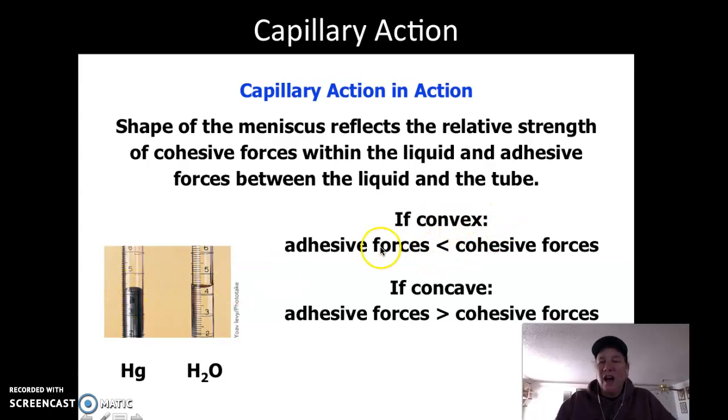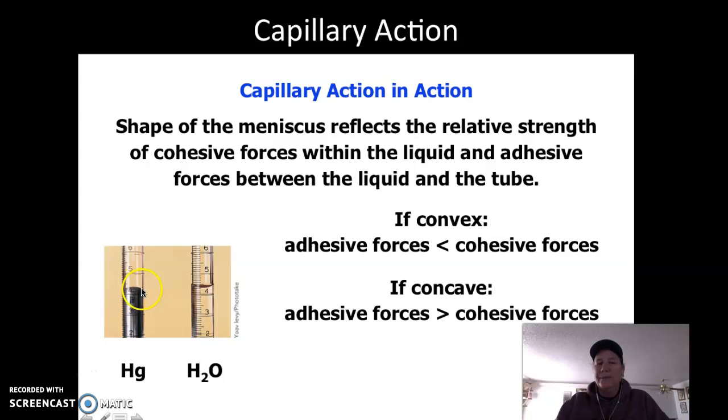If it's concave, the adhesive forces are greater. The adhesive forces between the water and the glass are greater than the cohesive forces in the water itself. If it's convex, where it goes up, then there are more cohesive forces in the mercury than adhesive forces with the glass. But again, most of the time, it's like this. And again, we read it down here.